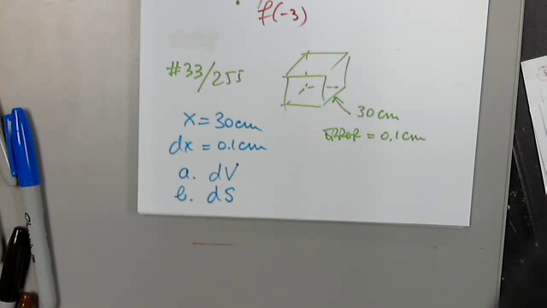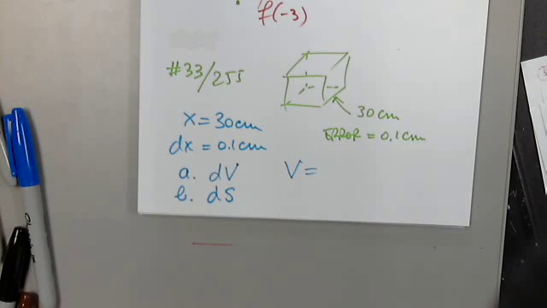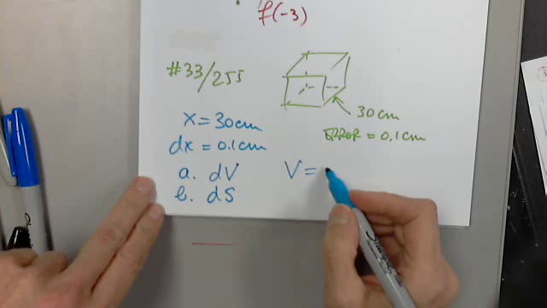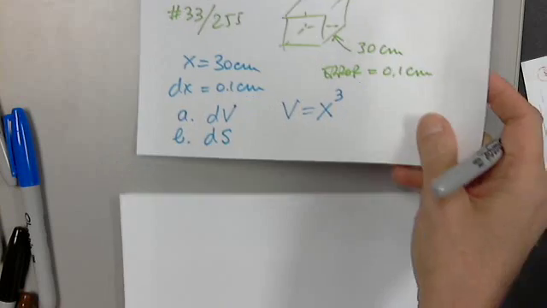In order to determine dV, what do I have to have? The formula for the volume. So what is the formula for the volume of the cube? The area of the base times the height. Very good. So now we want to determine dV. So let's determine dV.